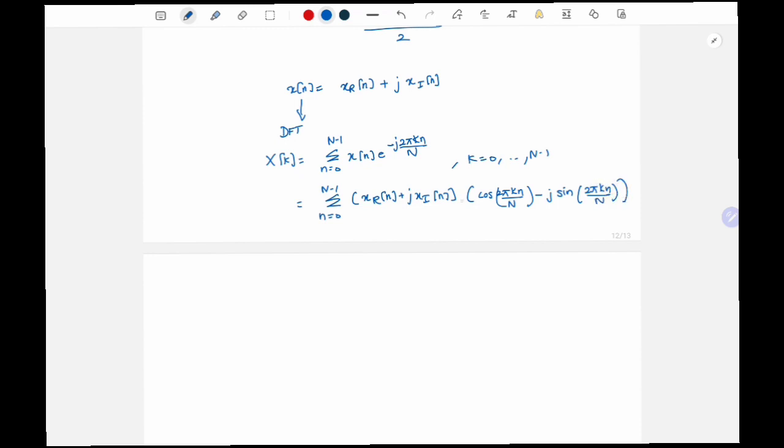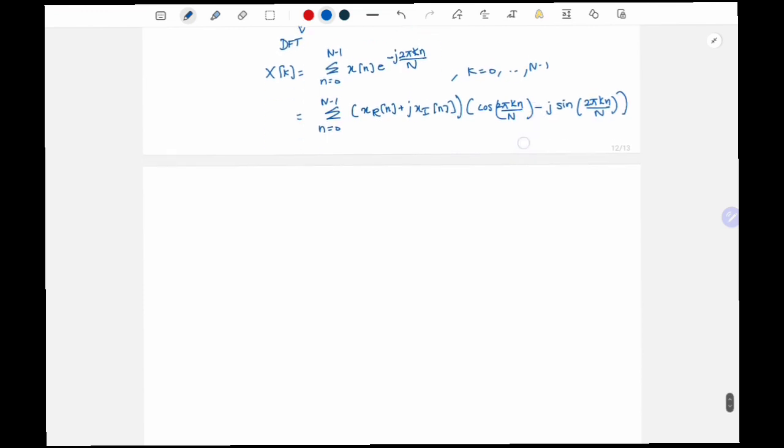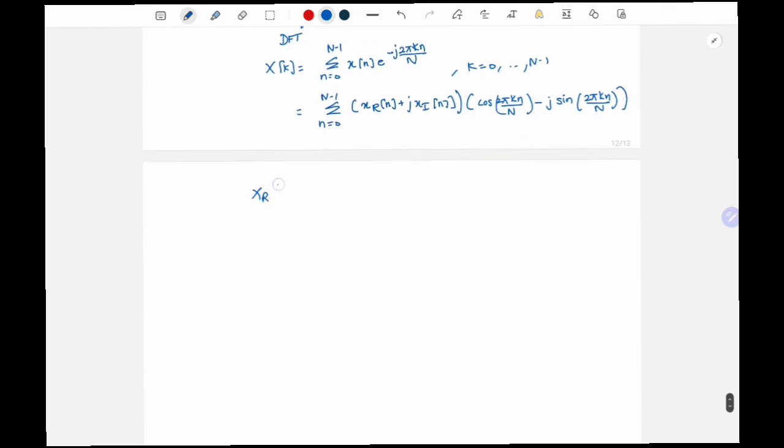So if you multiply these both and take the real part of x of k, you will get summation n equal to 0 to n minus 1 xr of n into cos 2 pi k n by n, and this into this, a minus sign will come, and one minus sign is already there, so you will get plus xi of n into sine 2 pi k n by n.